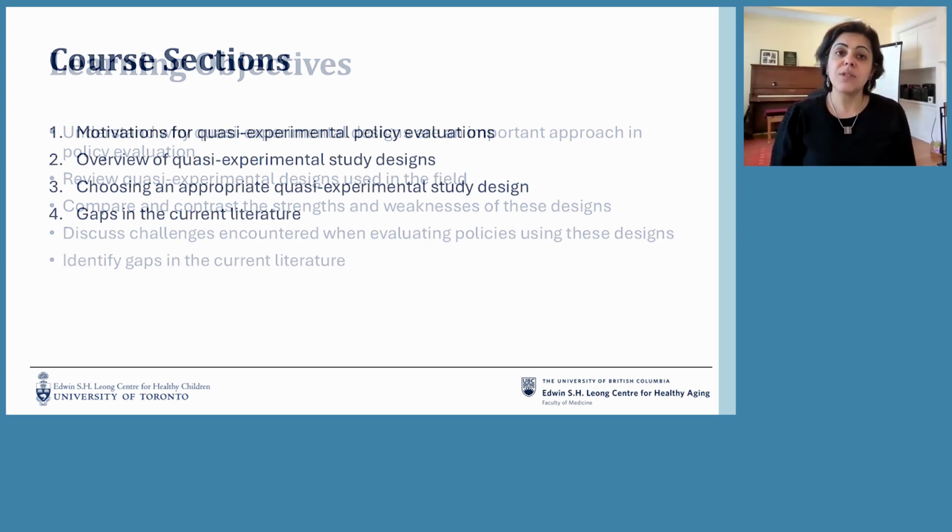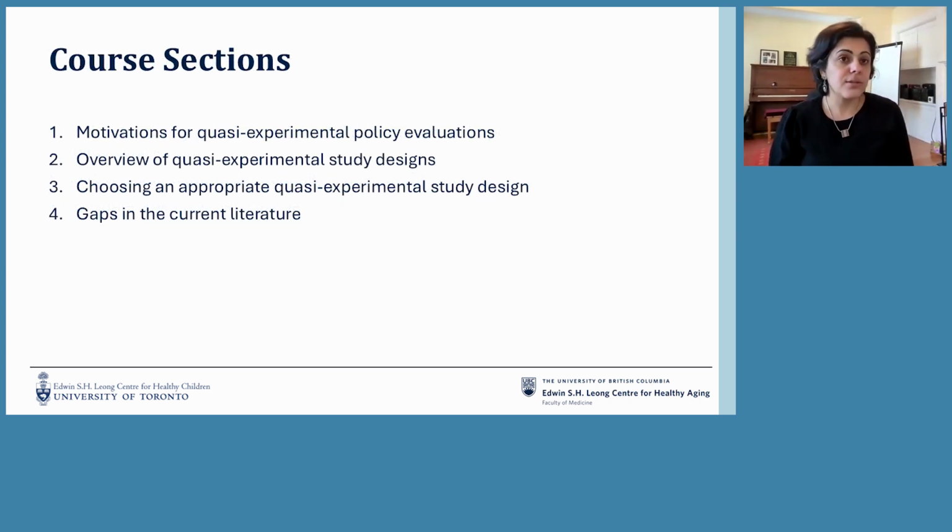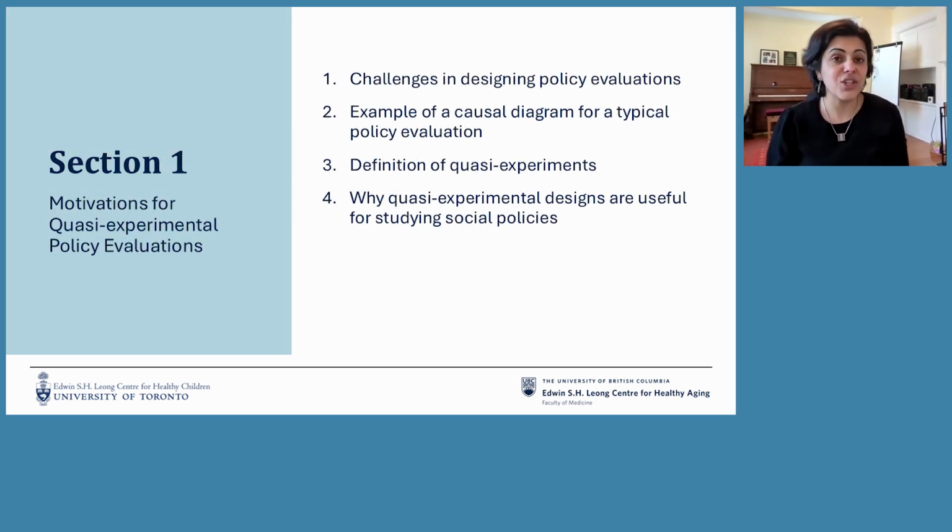So to achieve these objectives, this module is going to cover 4 different sections. In the first, I'm going to describe the motivations for quasi-experimental policy evaluations. Next, I'll provide an overview of quasi-experimental study designs. Third, I'll go about explaining how to choose an appropriate quasi-experimental study design. And then finally, I'll go over the gaps in the literature. So let's dive into the first section.